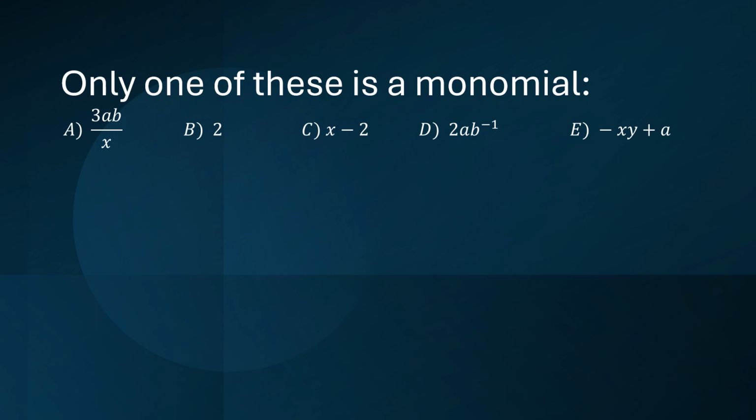Second question. Only one of these is a monomial. So remember, we are talking about monomials, not anything too fancy yet. So just concentrate on what we talked about in the last video. Letter A, 3ab over x. Letter B, 2. Letter C, x minus 2. Letter D, 2ab to the negative 1. E, negative xy plus a. So I'll show the answer in 3, 2, 1.